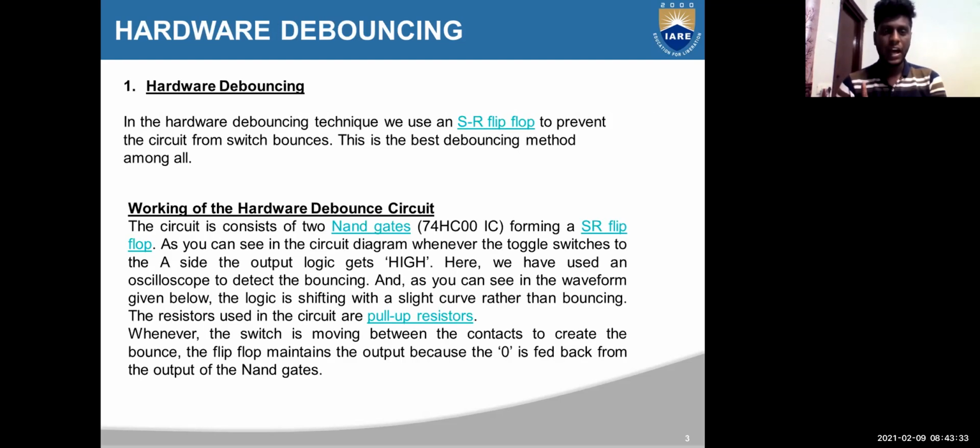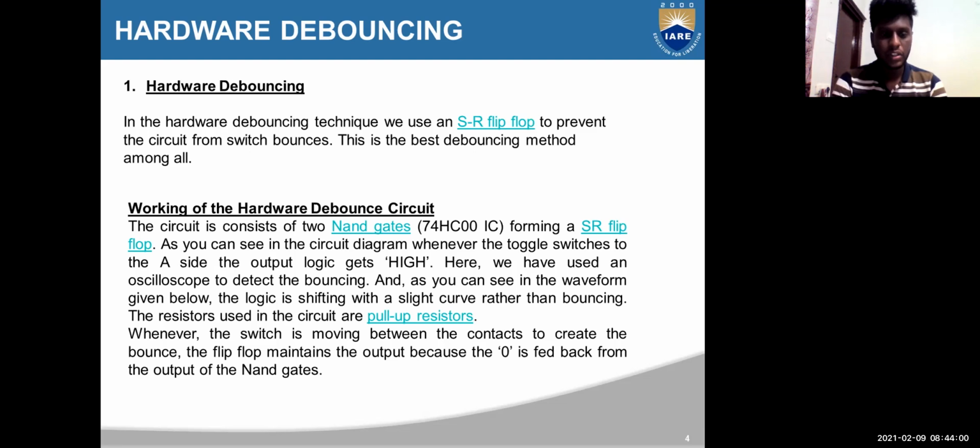So first one is hardware debouncing. In the hardware debouncing technique, we can use an SR flip-flop to prevent the circuit from switch bounces. This is the best debouncing method among all three methods of eliminating the switch bouncing, where we use an SR flip-flop to prevent the circuit from switch bouncing.